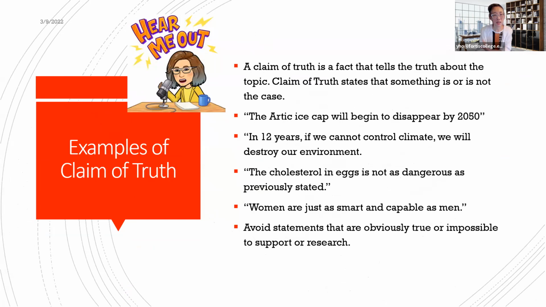And what else? Here are some more examples of a claim of truth, which is just telling you a fact. The Arctic ice cap will begin to disappear by 2050. In 12 years, if we cannot control climate change, we will destroy our environment. Now, some people disagree. That's because some people believe climate change is a hoax. So that is a debatable topic.